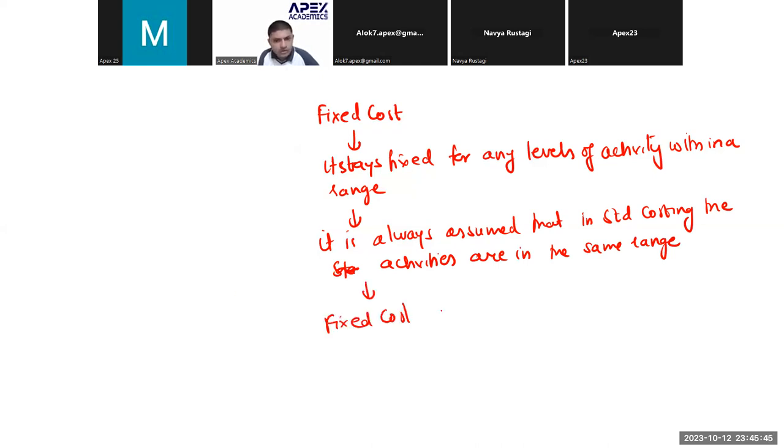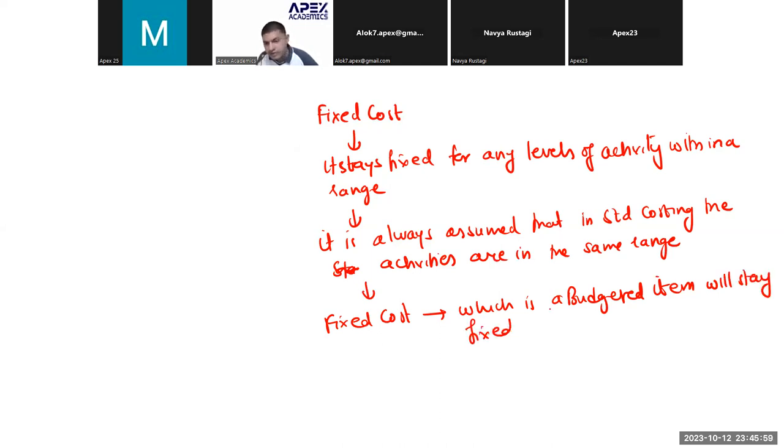So fixed cost, which is a budgeted item, will stay fixed, or rather we'll say same for static and flexible. अभी इसमें ब्लेंडर तुम लोग क्या कर सकते हो?